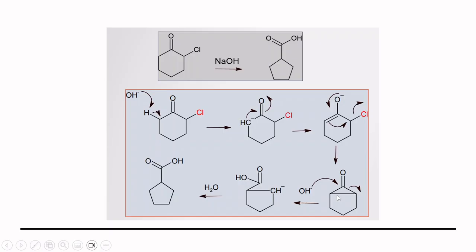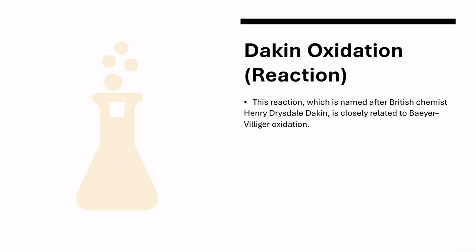This is followed by the ring opening to give another carbanion, which is followed by addition of a proton to form the ring contracted carboxylic acid. So that was all about Favorskii rearrangement. The next one is Dakin reaction or Dakin oxidation.